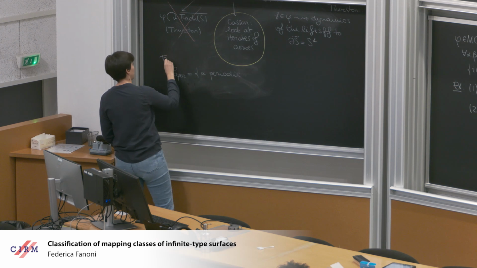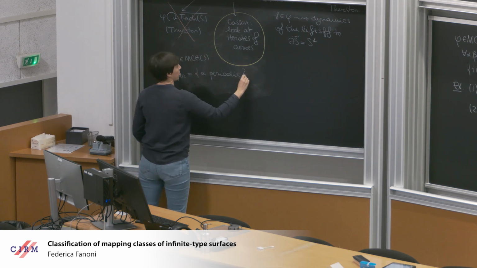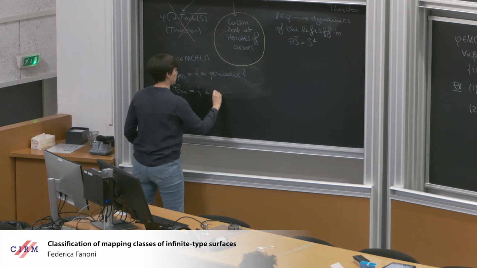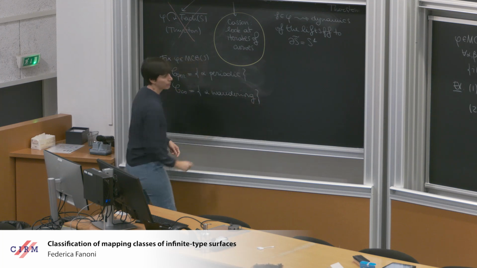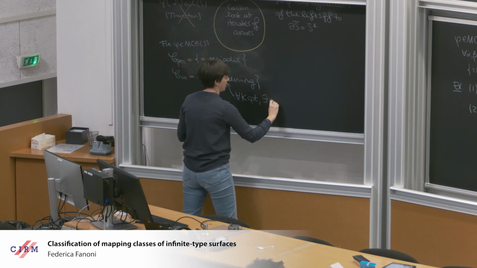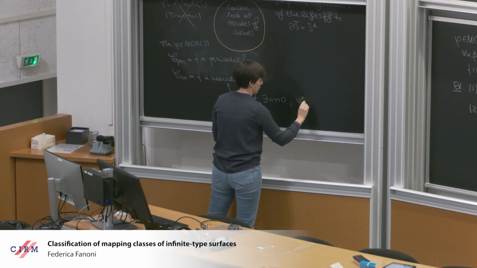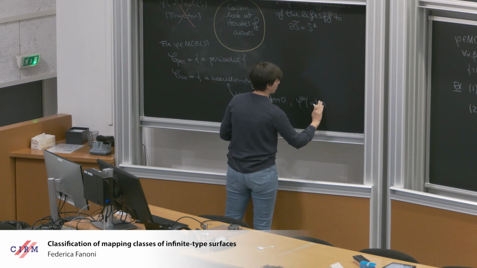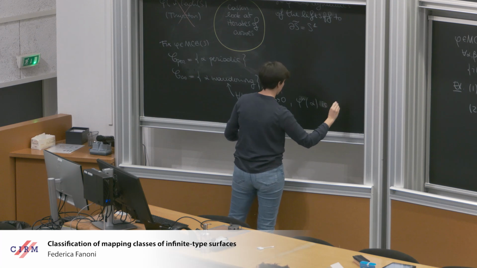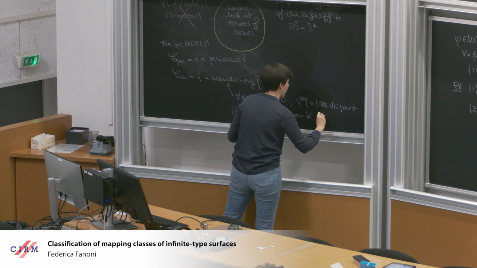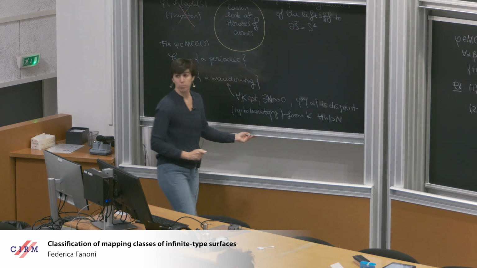So I fix my element that I want to classify. And I can look at the curves that are periodic. This will give me some collection. And then I can look at the curves that are wandering. So these are just curves so that for every compact set K, there exists some capital N sufficiently large so that if I look at the nth iterate of my curve, it is disjoint up to homotopy from K, for every n which is in absolute value bigger than this capital N.